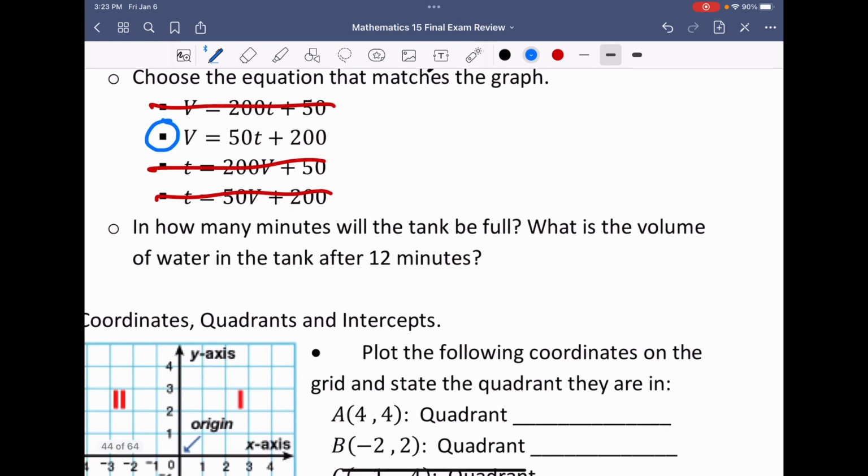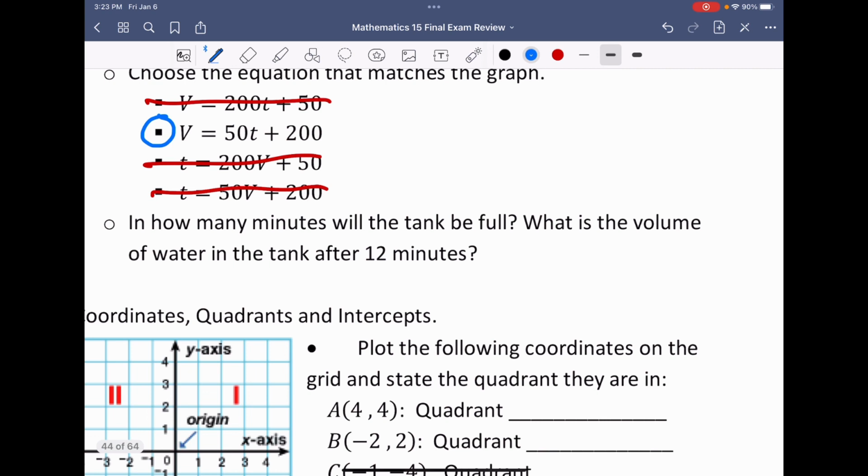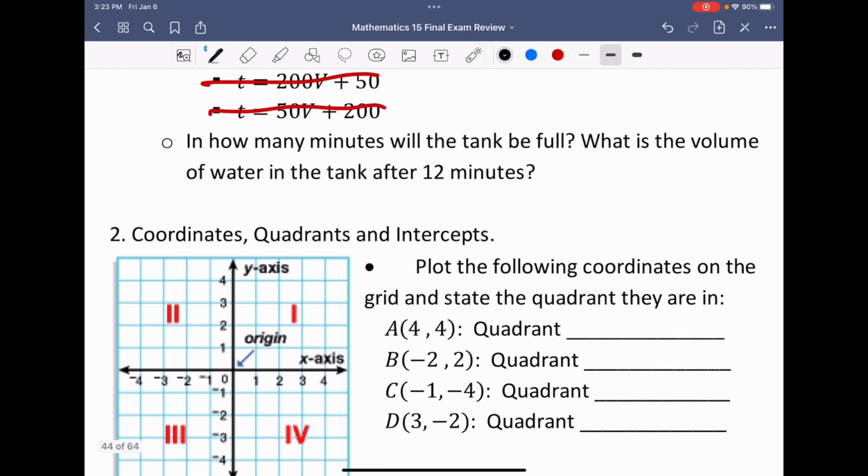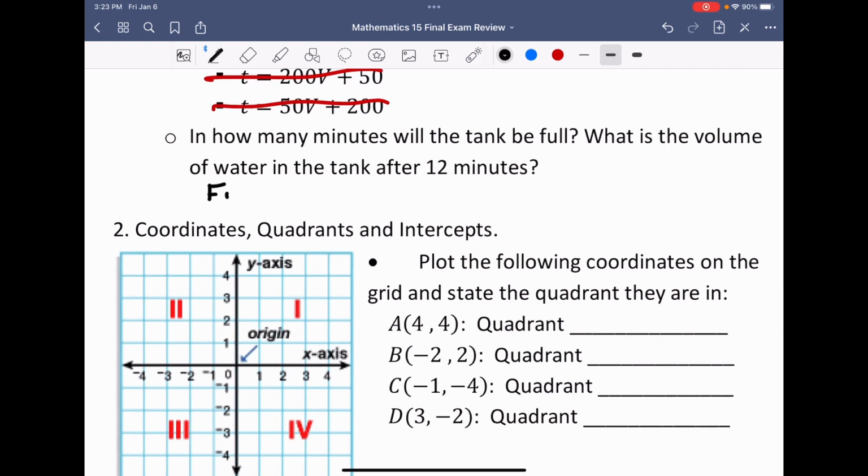Okay, in how many minutes will the tank be full? What is the volume of water in the tank after 12 minutes? So kind of a two-parter here. How many minutes will it take for the tank to be full? Remember from the previous page, they said the tank is full at 1,000 liters. Once we hit 1,000 liters, that's done.